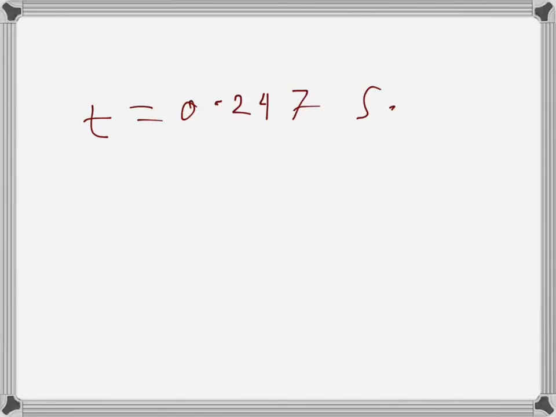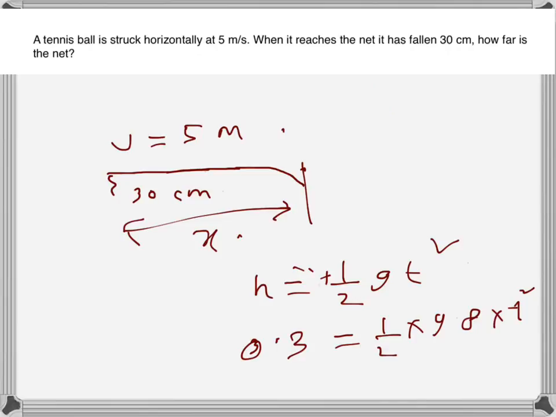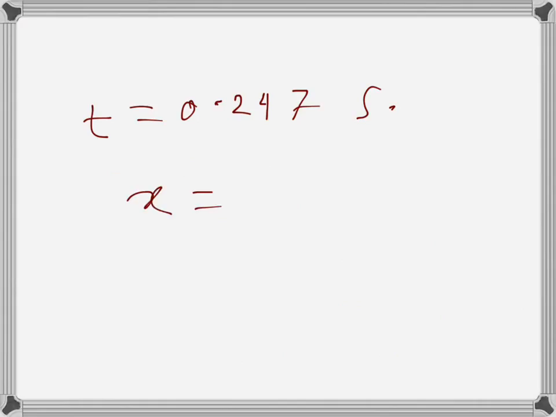0.247 seconds, I guess. Yes, and then we need to find how far the net is. That means how long does it take for it to travel. No, we know how long it takes. So with that time, how far it will travel with that initial velocity, 5 meter per second. So that will be x is equal to ut. This u is the initial velocity.